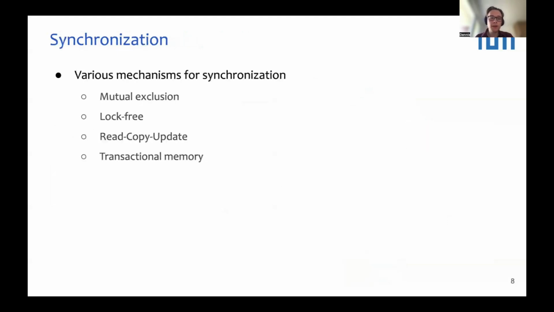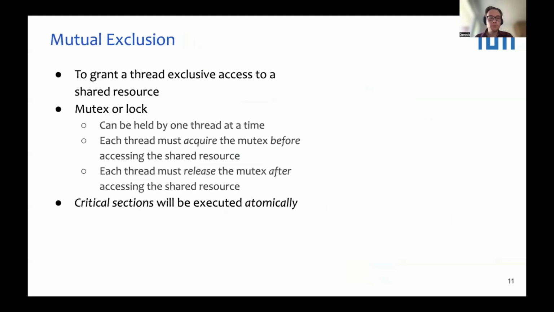Well, there are various mechanisms to synchronize this between threads. For instance, mutual exclusion, lock-free programming, read-copy updates, or transactional memory, and various others. Today, we will only focus on the first two, which are mutual exclusion and lock-free programming. Let's get started with mutual exclusion.